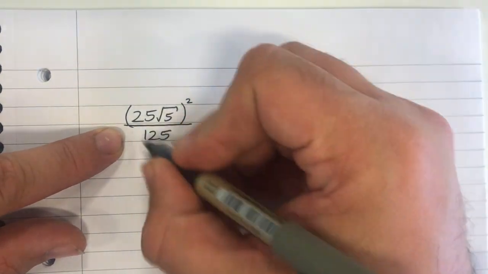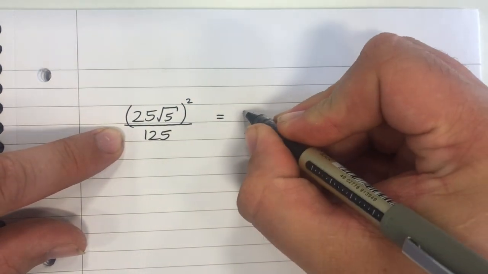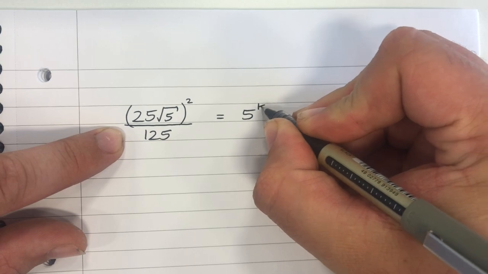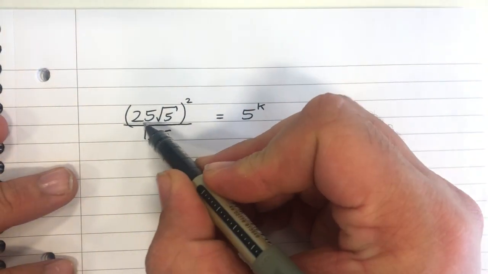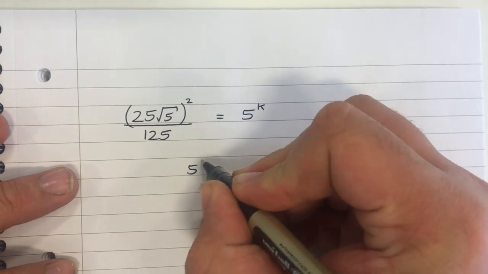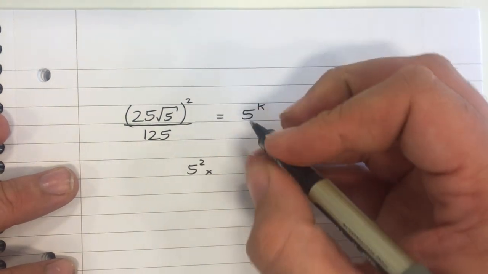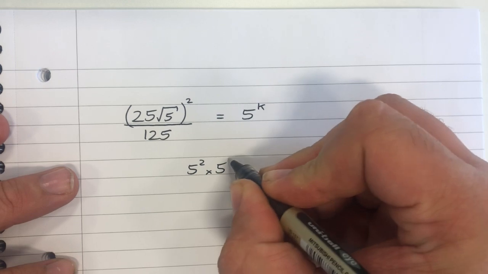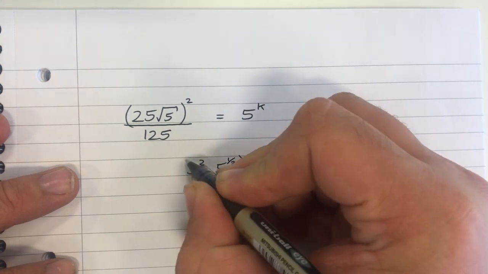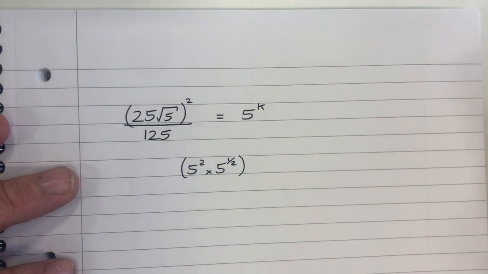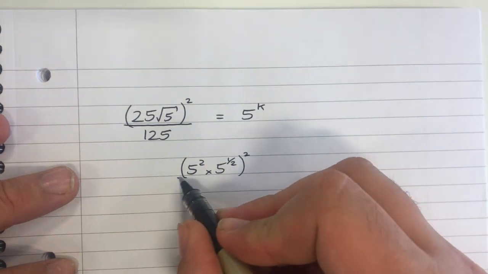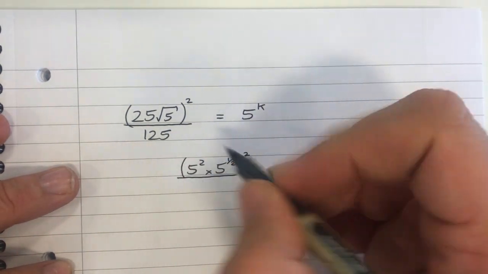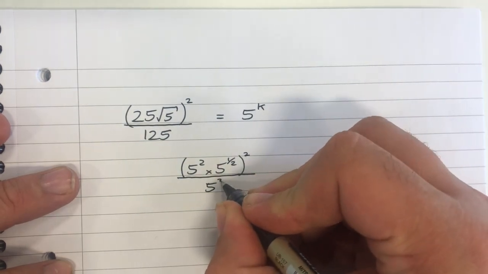So let's say we were given this question here and we wanted to write that as a single power of 5. What is the value of k in this case? Well, we can say that 25 is actually just 5 squared. Root 5 is just 5 to the half, using the fractional power. That's going to be raised to the power 2. And then that's all going to be divided by 125, which I can write as 5 cubed.